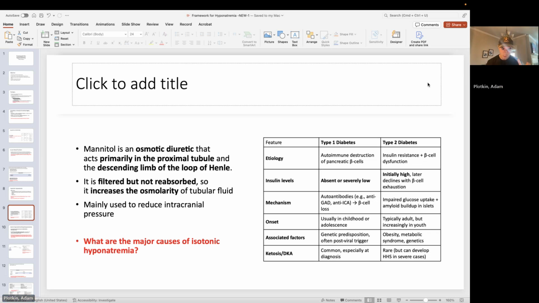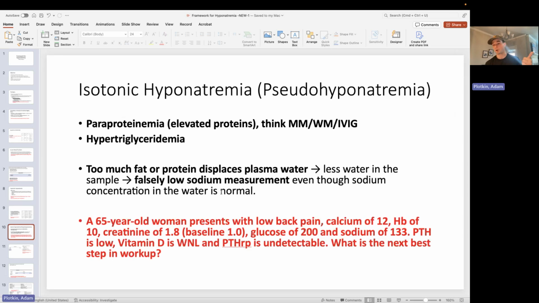So I want you now, that was hypertonic hyponatremia. Again, the major cause is going to be hyperglycemia. Don't forget about mannitol, glycine, radioiodine contrast. Now I want you to think about what are the major causes of isotonic hyponatremia. So again, that would be a serum tonicity between 280 and 295. That's going to be our elevated protein levels and elevated triglyceride levels.